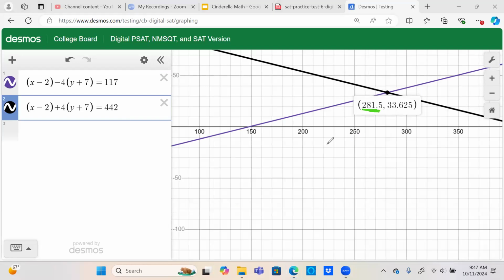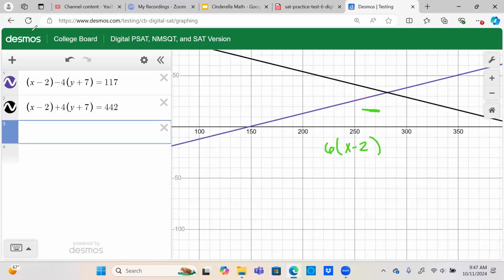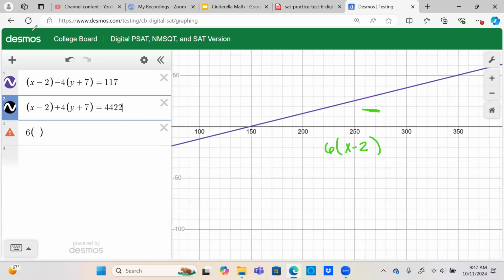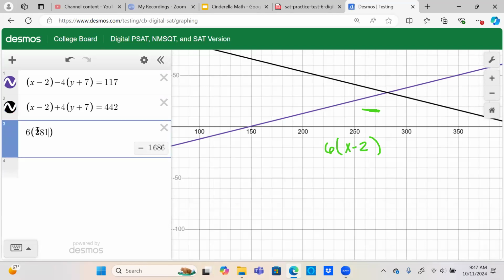And the question was, what's the value of 6x minus 2? So we can just stay in Desmos and we can say 6 times that X value, which was 281.5 minus 2, and there's our answer. So that was probably faster, but again, they both worked. Alrighty.